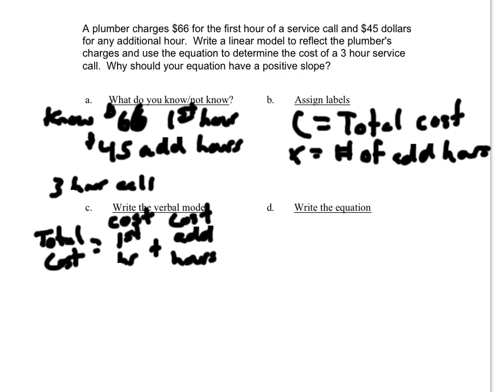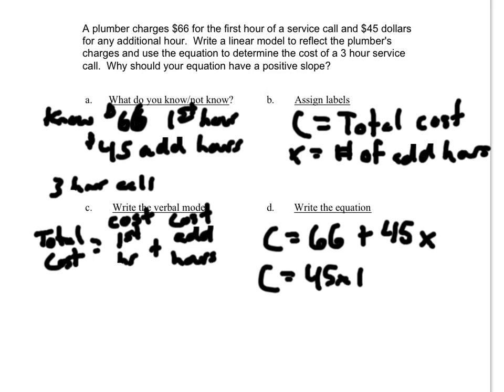Now write the equation. We get C, total cost, we don't know what that is, equals $66 for the first hour plus $45 for each additional hour. So that's going to be $45 times each additional hour. So X. Now just because we're used to this, we're going to put C equals, so like y equals 45X plus 66. Okay? Because that's more like slope-intercept form.